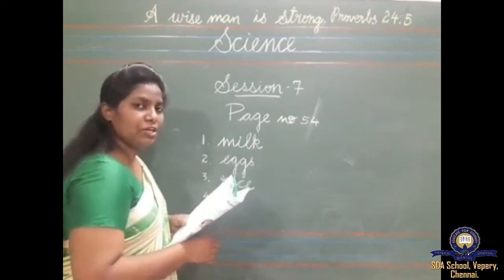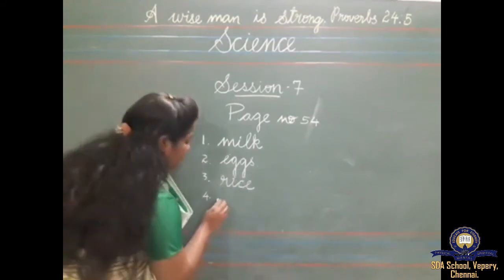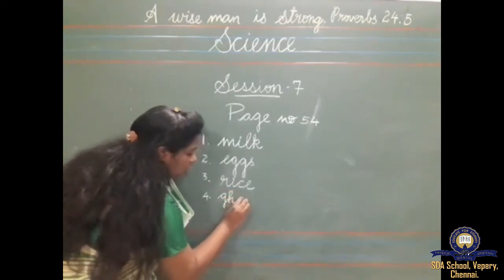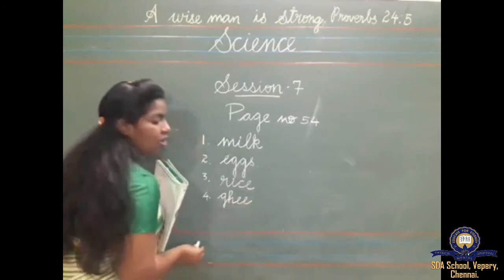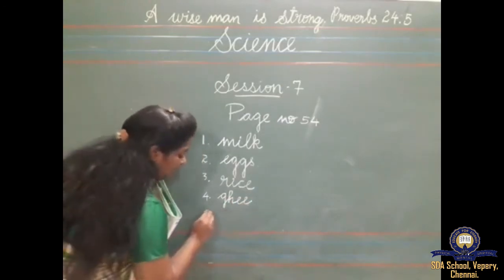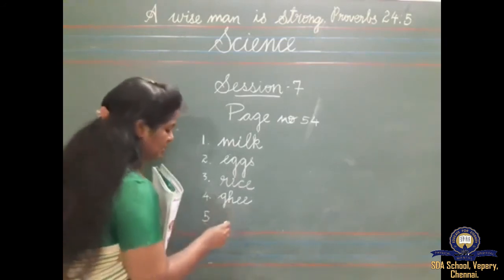Ghee. What is the spelling of ghee? G-H-E-E. Write along with me. G-H-E-E, ghee. Shall we write the last one? What is the last one? Chapatis.